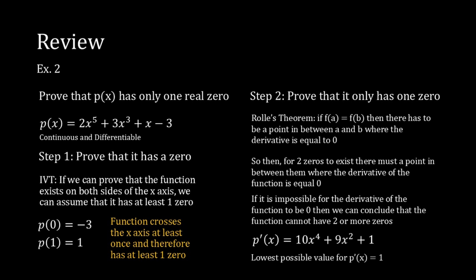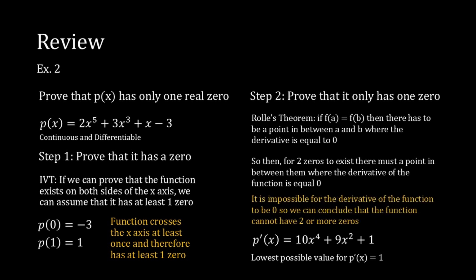Now remember what I said before. For there to be more than one zero, there has to be a point in between the zeros where the derivative or slope of the tangent line is itself 0. Considering that in this case the derivative can never be anything lower than 1, we can conclude that it is impossible for the function to have more than one zero.